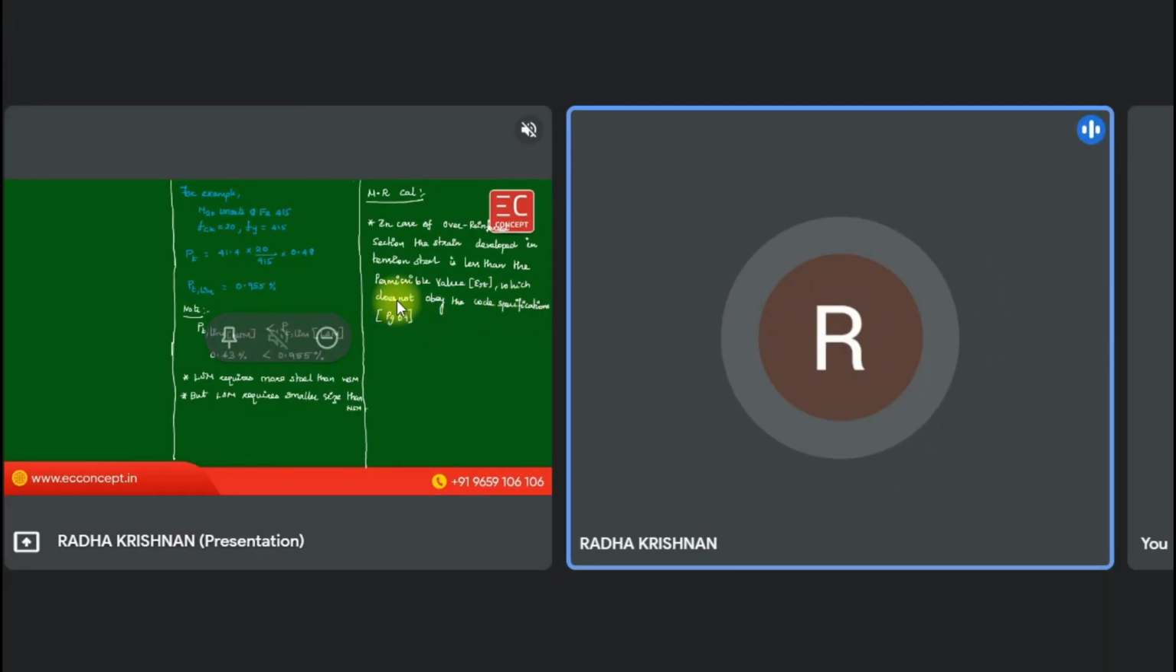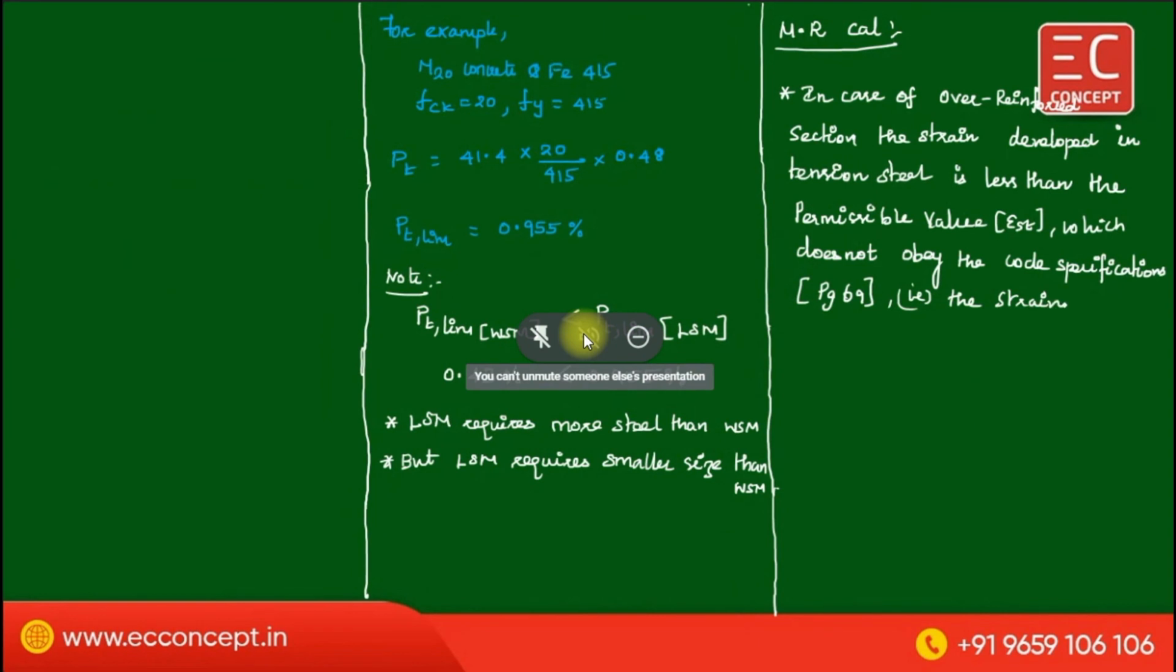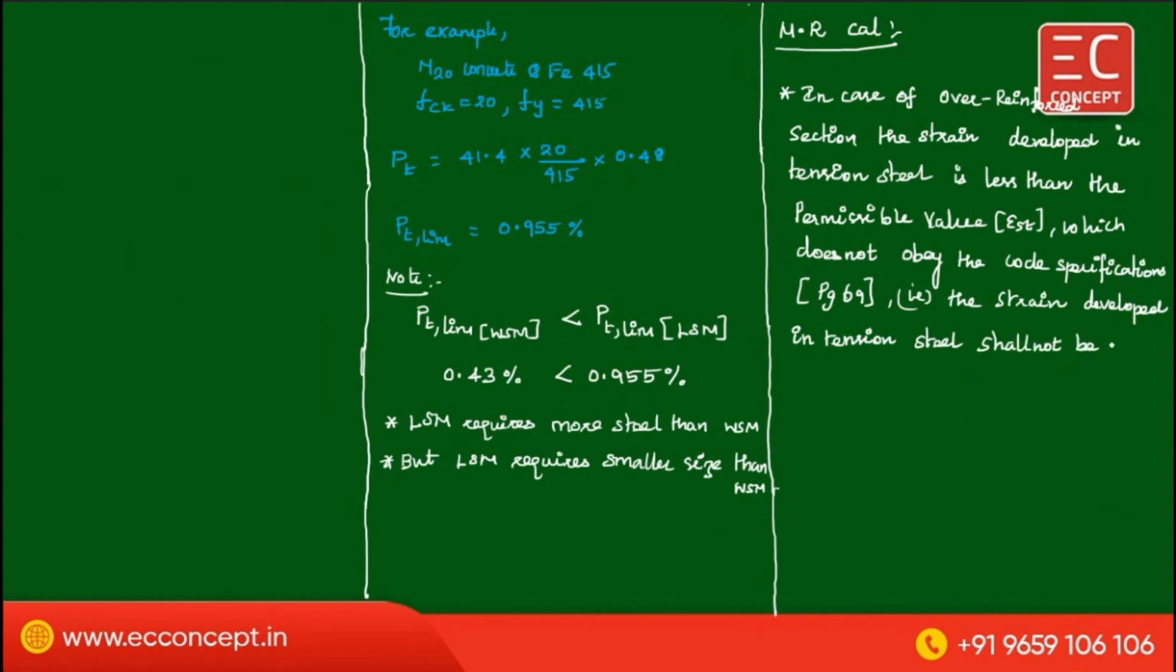In the over reinforced section, what does the code say? The code says the strain developed in tension steel shall not be less than 0.002 plus 0.87 FY by ES. The code says the strain developed in the steel should not be less than this, but in the over reinforced section it is less than this. Therefore, it is against the code.